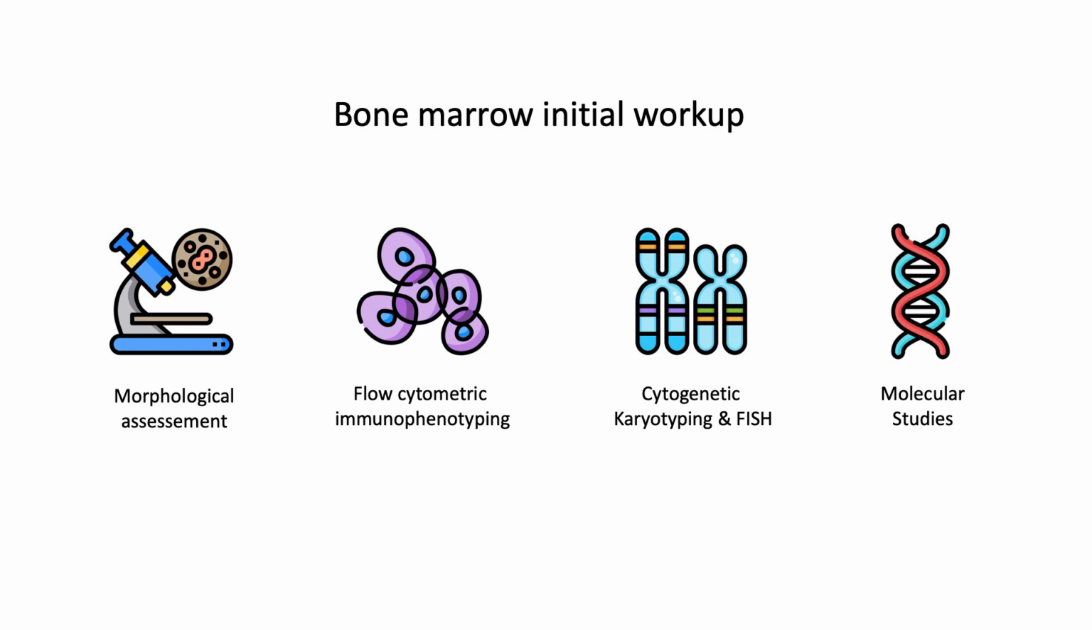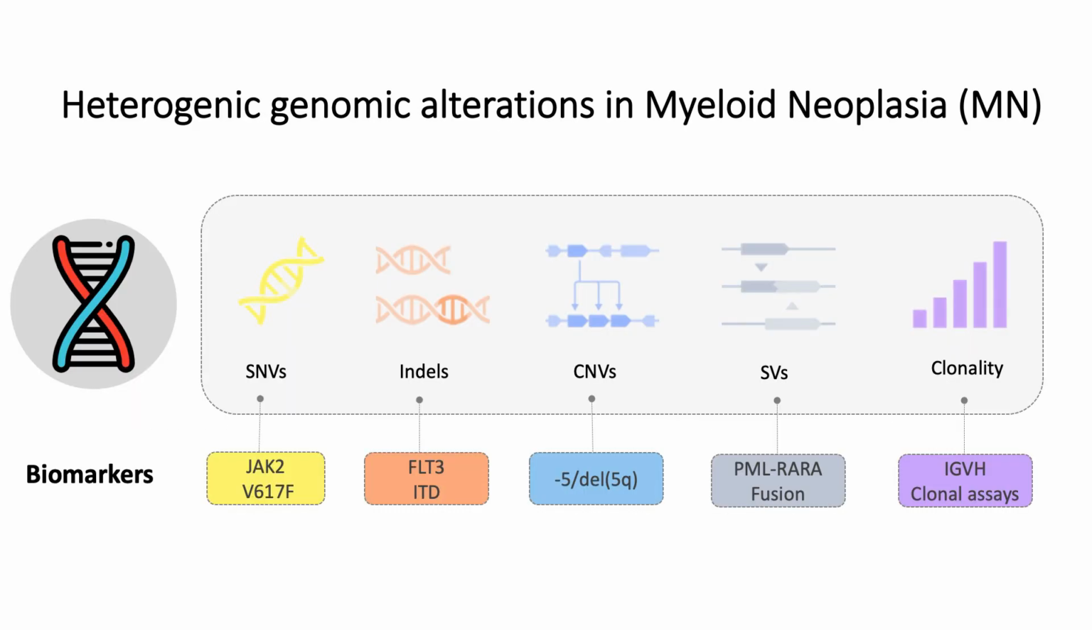So I'm not a hematopathologist, this is for the record, I'm a molecular scientist and bioinformatician. So I come from that angle in the laboratory. Looking at the bone marrow initial workup, we need four specialties: the hematopathology with flow cytometry immunology, cytogenetic karyotyping, and the molecular studies. And in the last two groups, the cytogenetics and the molecular, we are really looking for different biomarkers, mainly 5 groups: point mutations like the JAK2 that Dr. Conrad mentioned, insertion deletions, copy number variants, structural variation, and clonality testing.